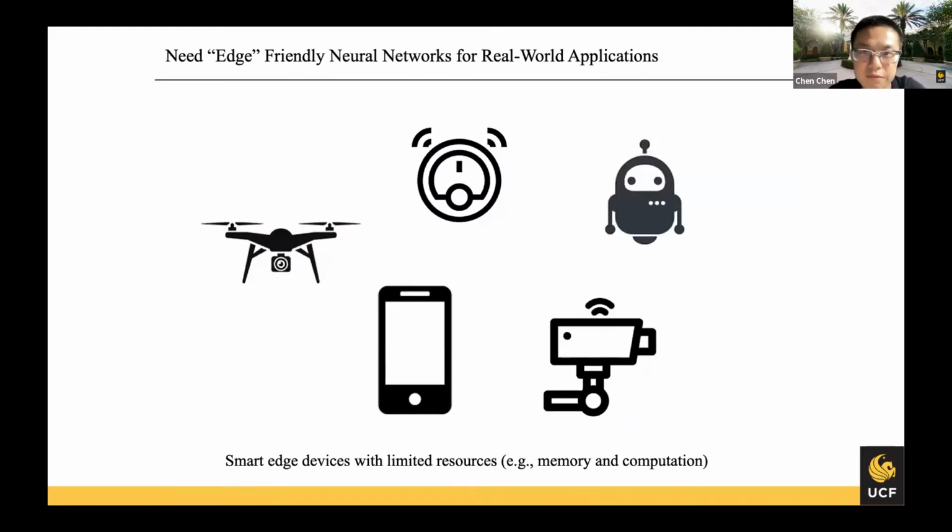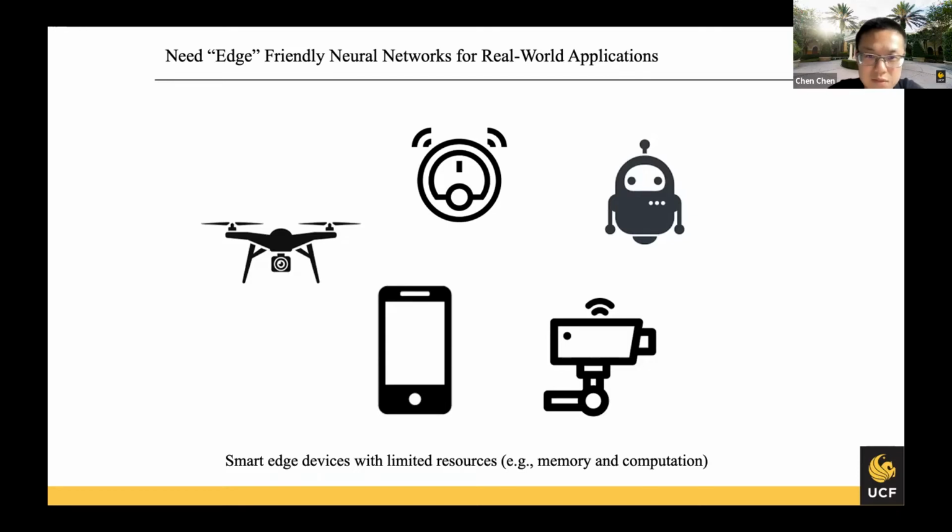However, in our daily life, in real world applications, we have a lot of IoT or smart devices like drones, vacuums, robots, surveillance cameras, and cell phones. They have some computing capability, but it's not comparable to a GPU server or supercomputing clusters. We want to democratize AI in our daily life, and that requires rethinking the design of deep learning frameworks and architectures. We need edge-friendly neural networks that can be deployed on these edge devices.